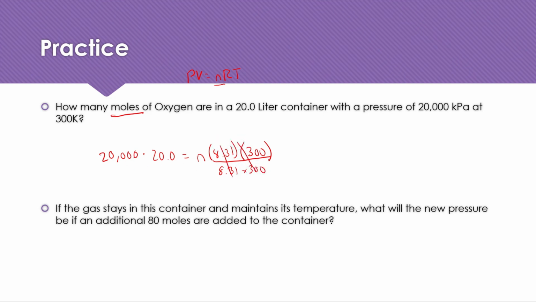All we got to do is divide both sides by 8.31 times 300. That'll cancel. And we are going to be left with n equals about 160 moles.